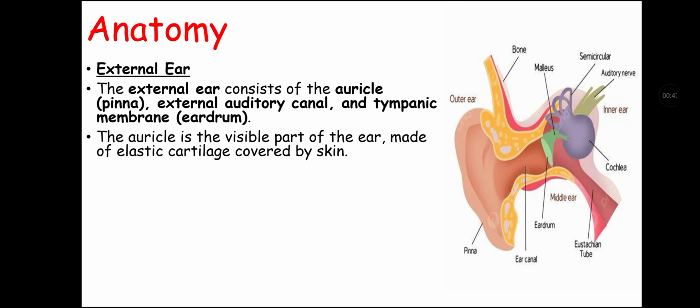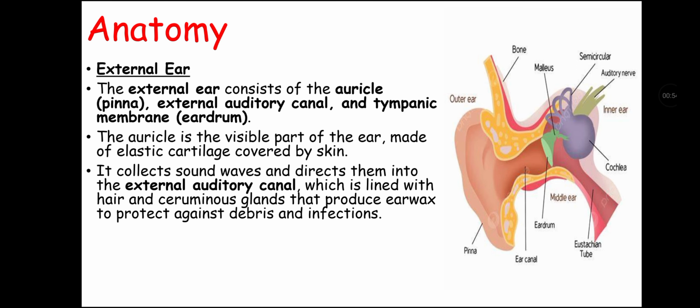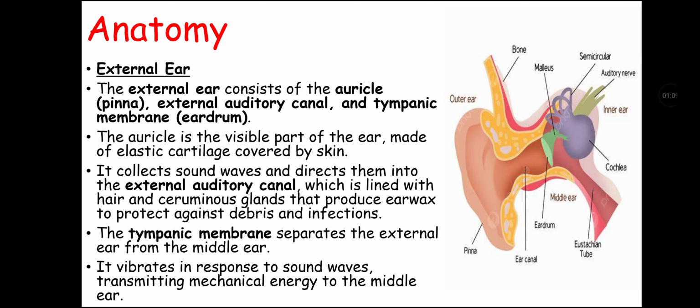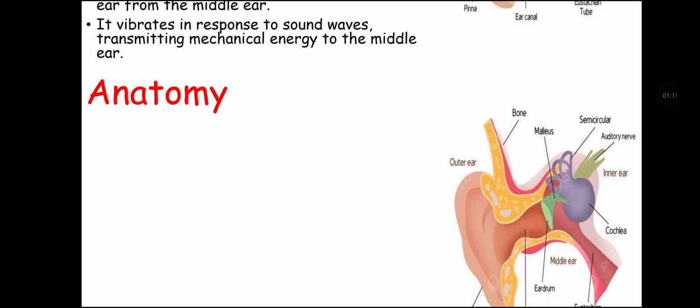The auricle is the visible part of the ear that is made up of elastic cartilage covered by skin. It collects sound waves and directs them into the external auditory canal, which is lined with hair and ceruminous glands that produce earwax to protect against debris and infection. Then we have the tympanic membrane that separates the external ear from the middle ear, and it also vibrates in response to sound waves and transmits mechanical energy to the middle ear.